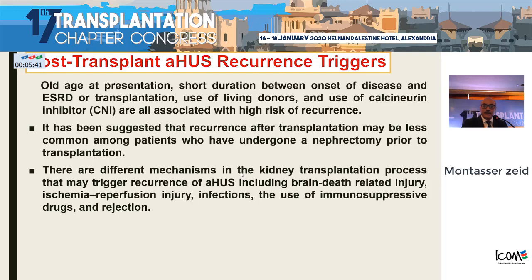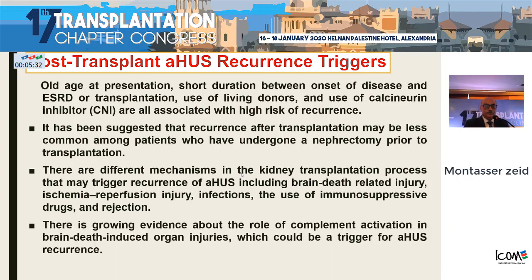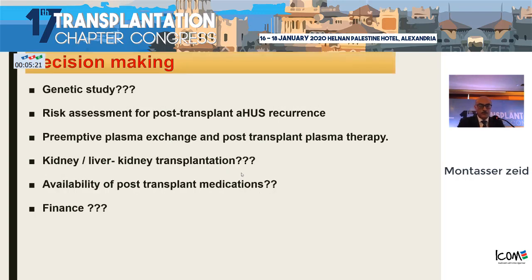There are different mechanisms in the kidney transplantation process that may trigger recurrence after transplantation, including brain death-related injury, ischemia, reperfusion injury, infections, and use of immunosuppressive drugs and rejection. There is growing evidence about the role of complement activation in brain death-induced organ injuries, which could be a trigger for atypical hemolytic uremic syndrome.